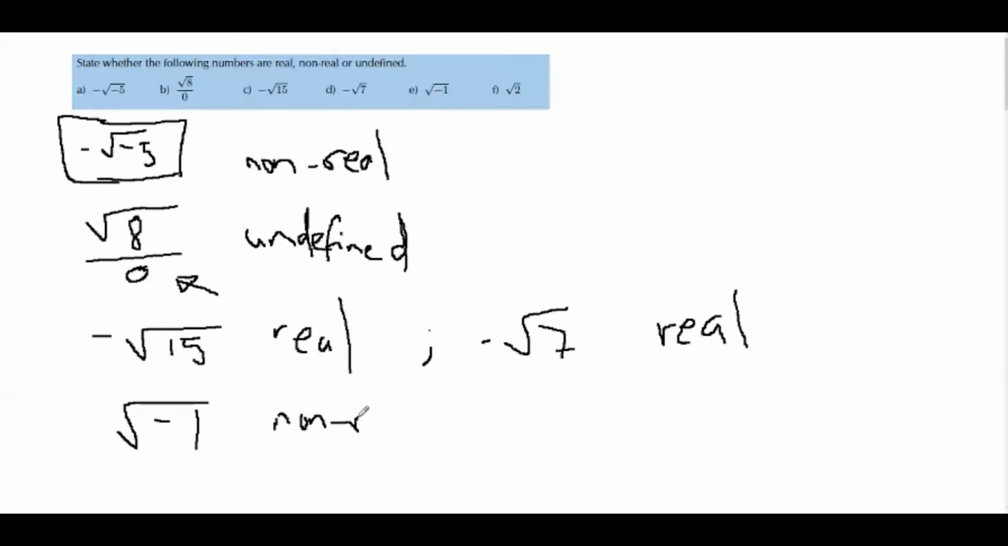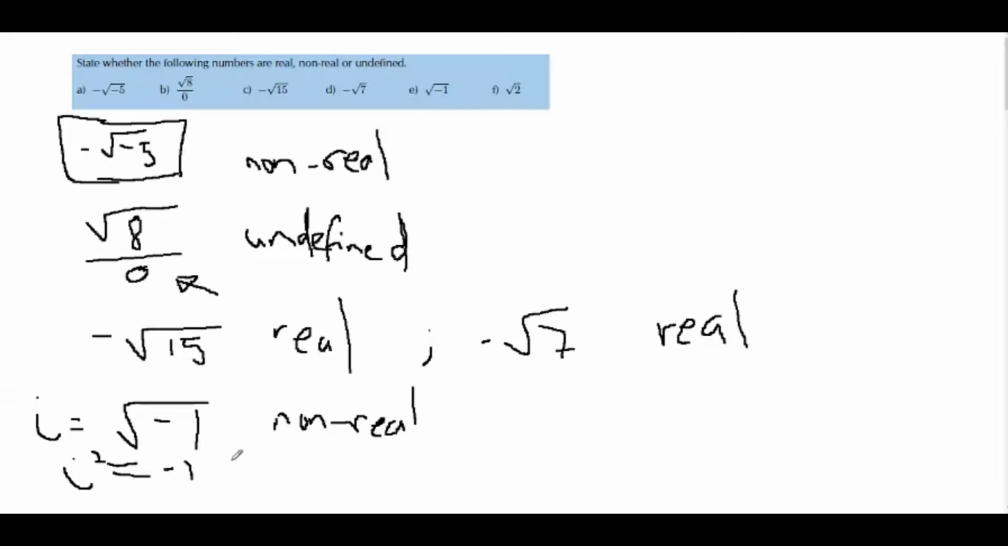But just a little info on this. Square root of negative 1 is such a popular number in math that they decided to call this i. So if you're ever interested in doing math at a high level, or maybe doing advanced math, you might come across this i. i simply means the square root of minus 1. So i squared is equal to minus 1.